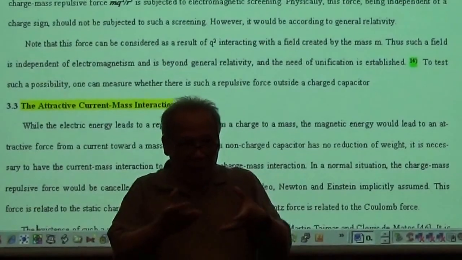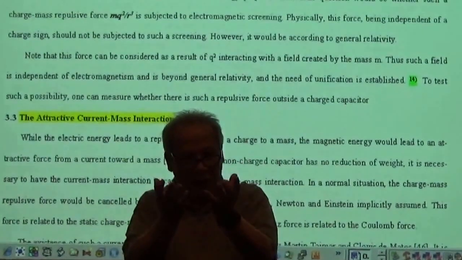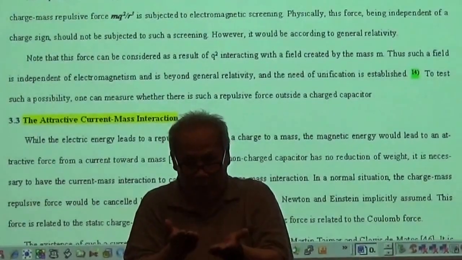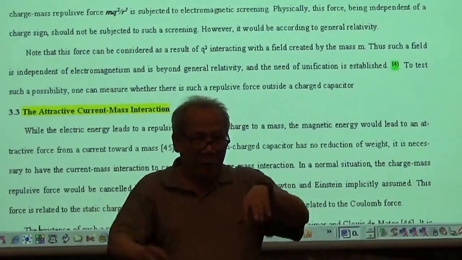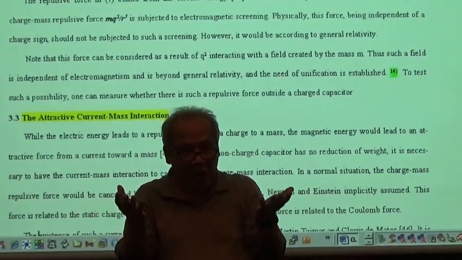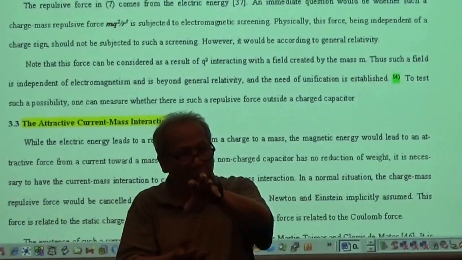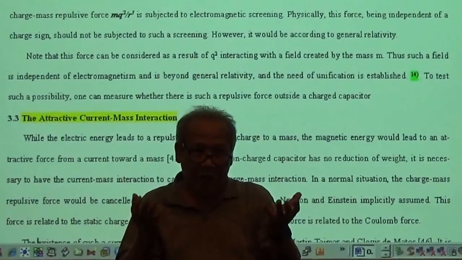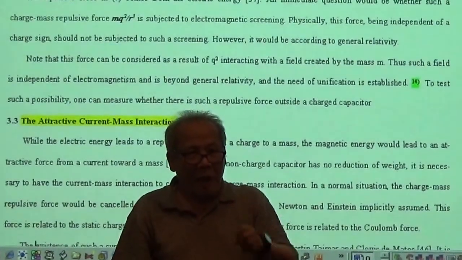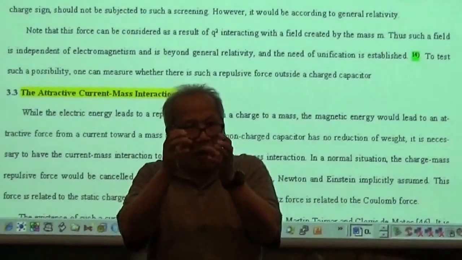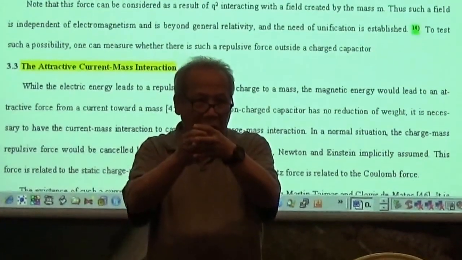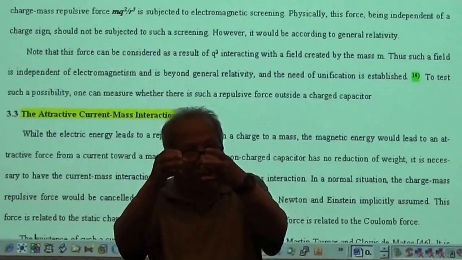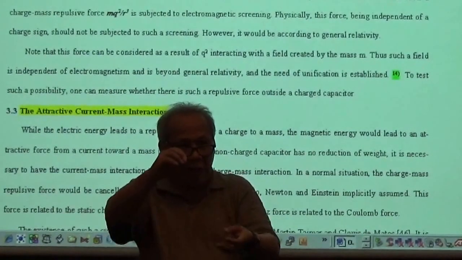And another one is the attractive current-mass interaction. What's interesting is you have a capacitor, you charge it, and what you'll find out is the capacitor will be lighter, you measure it. So why? Because there's no change in the capacitor except the arrangement of the charge is different. So what happened? When you charge the capacitor, the electrons concentrate. When they concentrate, they create a repulsive force.